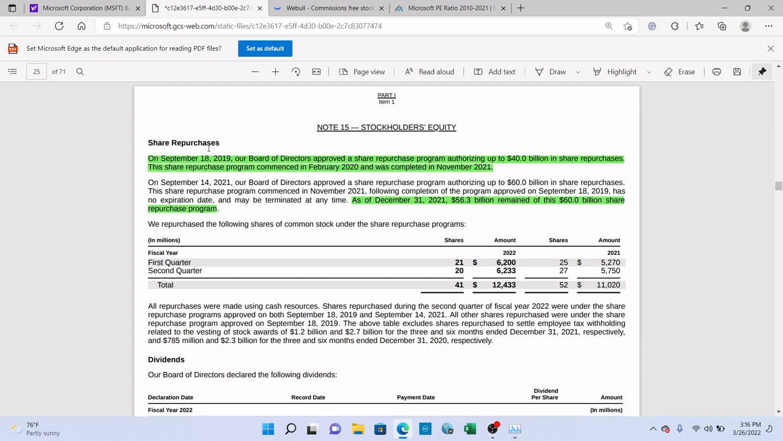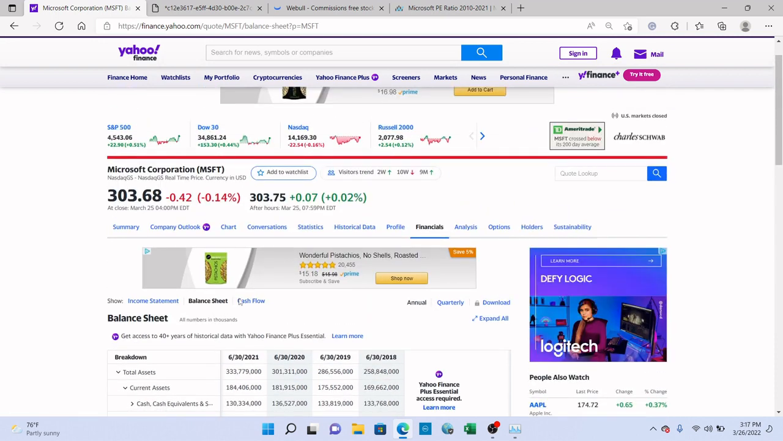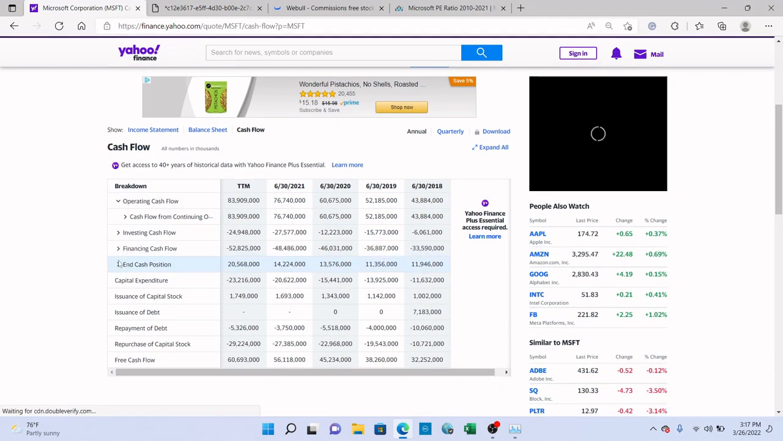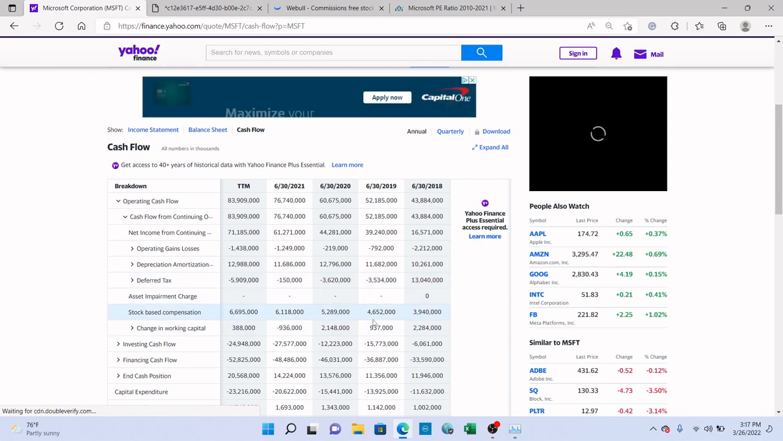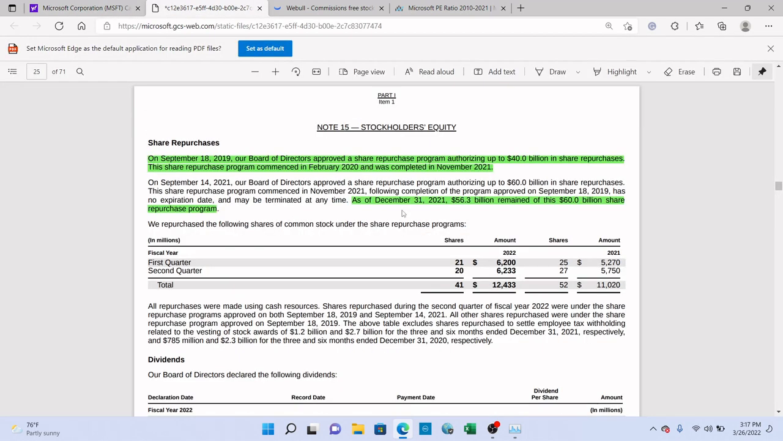And when we saw, let's go back to their stock-based compensation. Going to go to that cash flow. Now we see their stock-based compensation in 2019 is like 4.6 billion, and then 2020, 5.2, 6.1. We add this all up, and that's about 16 billion. So 16 billion in stock-based compensation, 40 billion in share repurchases. Clearly, it's being outpaced, so that's a good sign.